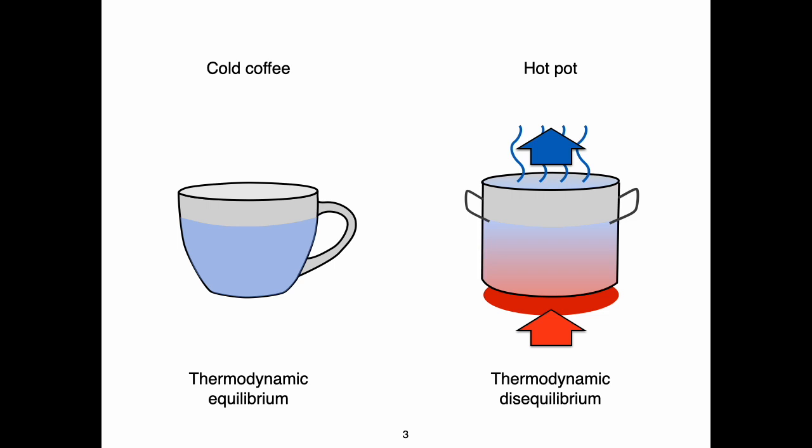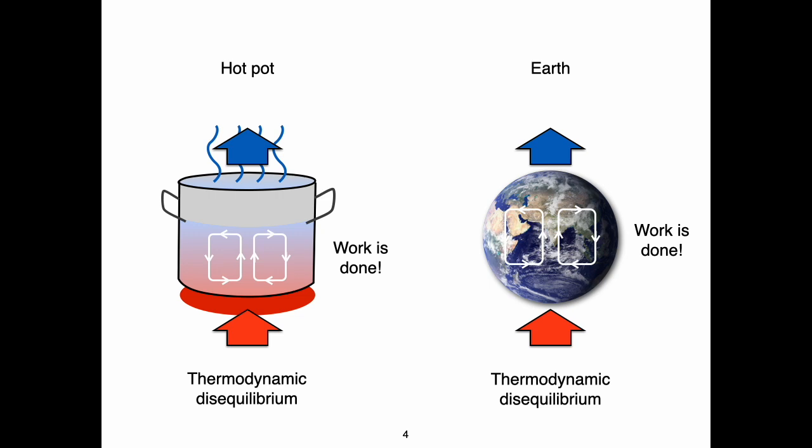And the interesting part of the hot pot is also that, when the water starts boiling, we have motion inside the pot and there is work being done, because the water is being accelerated. Eventually, by friction at the border of the pot, it's being depleted. And so that's a much more interesting system. So we have disequilibrium systems that perform work, and that more captures the essence of the Earth, because the Earth is a system in disequilibrium.